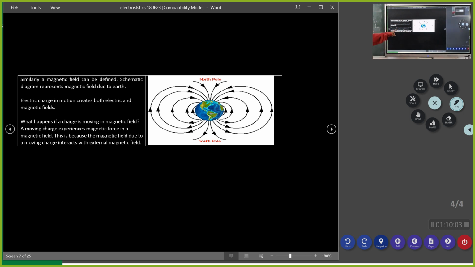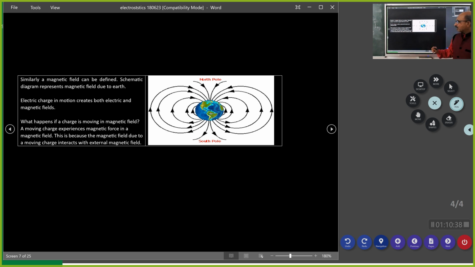Electric charge in motion. See here, electric charge in motion creates both electric and magnetic fields. So, if an electric charge is at rest, it creates only an electric field. If an electric charge is in motion, you get around it both electric field and magnetic field. And you have that in your second year PUC. Moving charges and magnetism, the chapter is there. Next chapter.